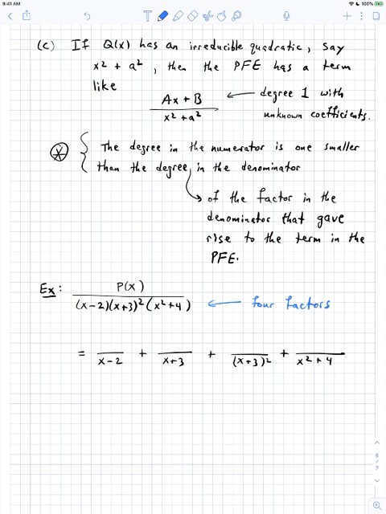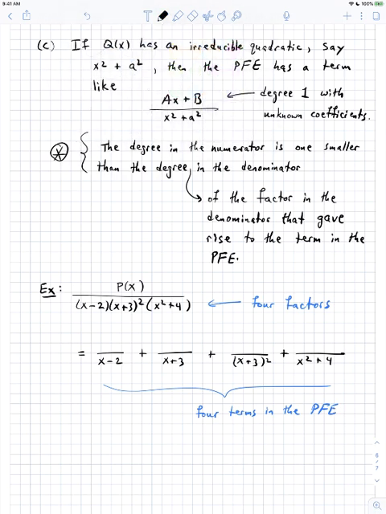It might look at first like there are 3 factors. You have 1 factor, 2 factor, but there are actually 2 factors here. So you have a total of 4 factors. So that means you're going to have 4 terms in the partial fractions expansion.